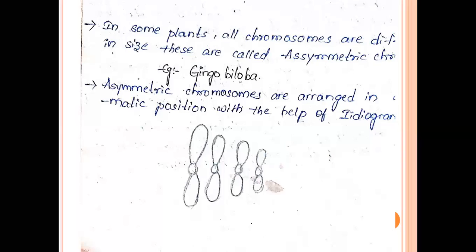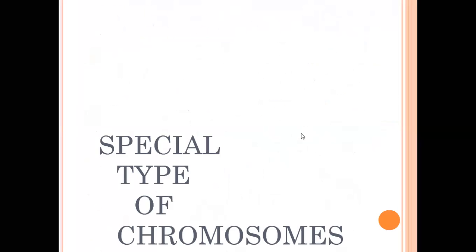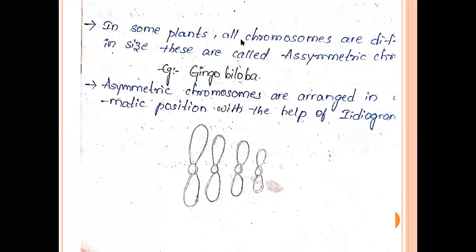Some chromosomes are large in size, some chromosomes are small in size. Large chromosomes are arranged at the initial place and small size chromosomes are arranged at the last place of the ideogram. So these are the special types of chromosomes.